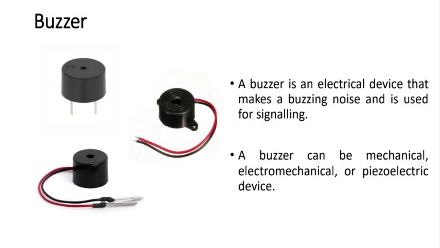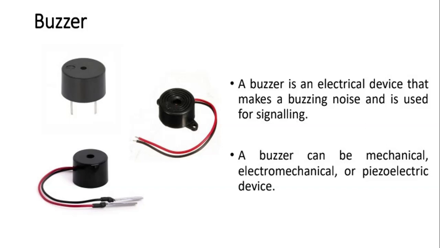Next electronic component is the buzzer. As we know, it will generate a beep. The buzzer is an electrical device that makes a buzzing noise and is used for signaling. As in the jewelry shop example, if there is any person inside the shop after closing, we can connect a buzzer at the output, and it will indicate that some people or someone is there inside that particular jewelry shop.